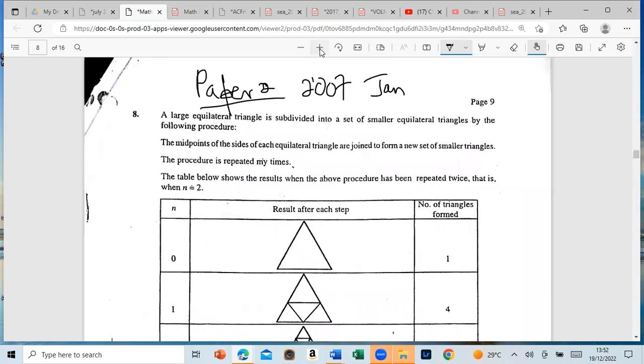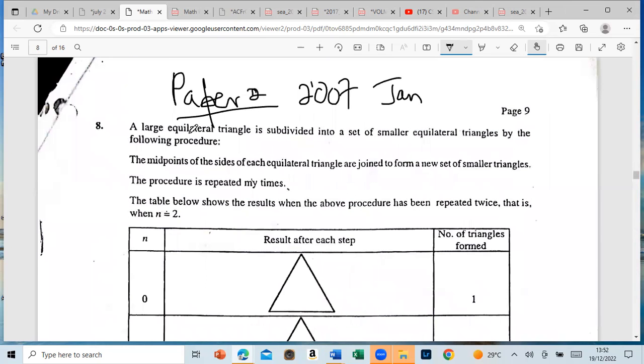So let's read what the question says. It says a large equilateral triangle is subdivided into sets of similar triangles by using the following procedure. The midpoint of the sides of each equilateral triangle are joined to form a new set of smaller triangles. The procedure is repeated many times. The table below shows the result when the above procedure has been repeated twice, that is when n is equal to 2.